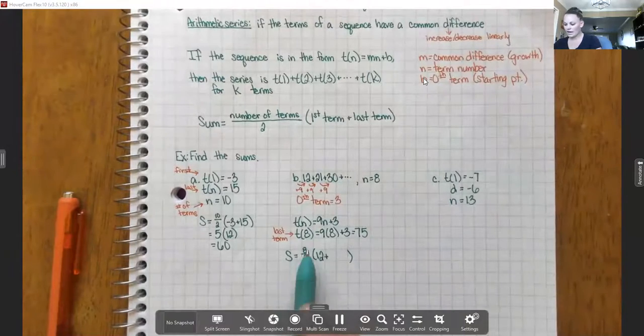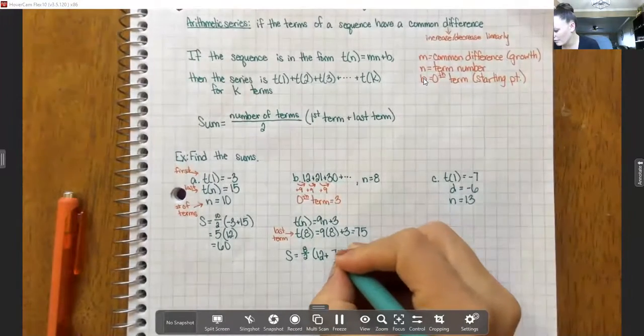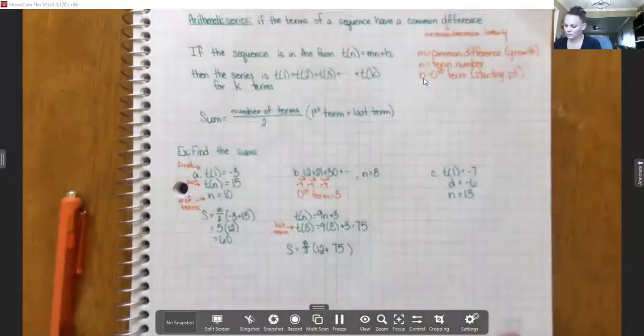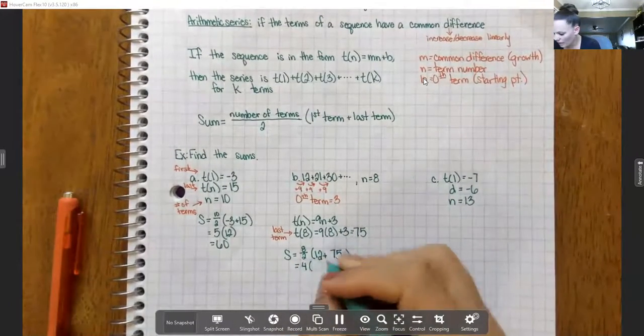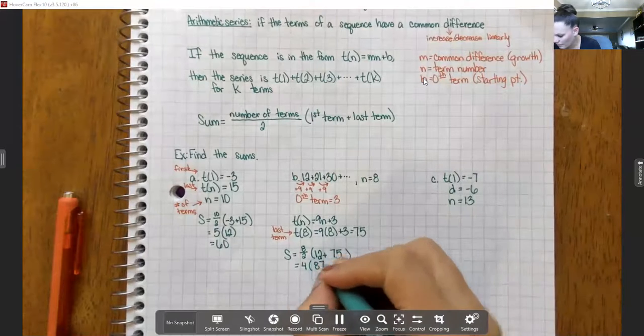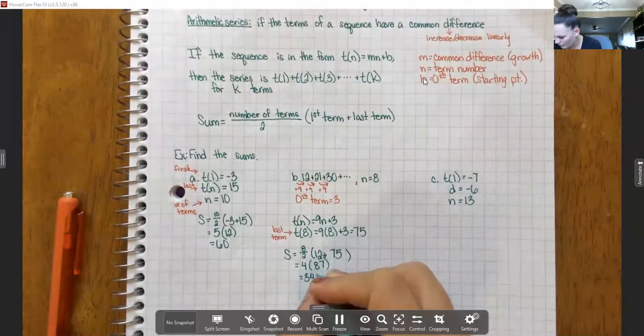So our sum is 8 divided by 2 times 12 plus 75. Half of 8 is 4. Adding those, I get 87. 4 times 87 is going to be 348.